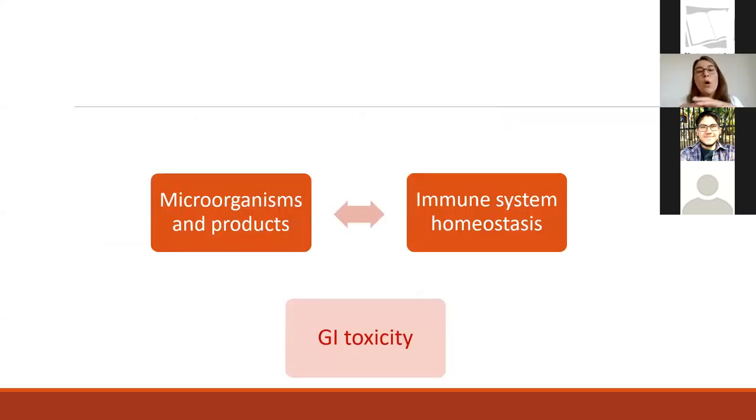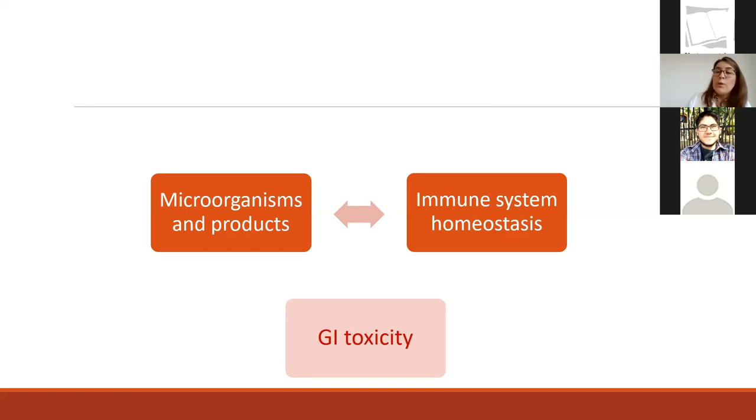We know that microorganisms play a role in modulating immune system homeostasis. Most of our immune system is located in our GI tract. This is quite an interesting fact. Not everyone knows this, but most of our immune cells are located in the GI tract.